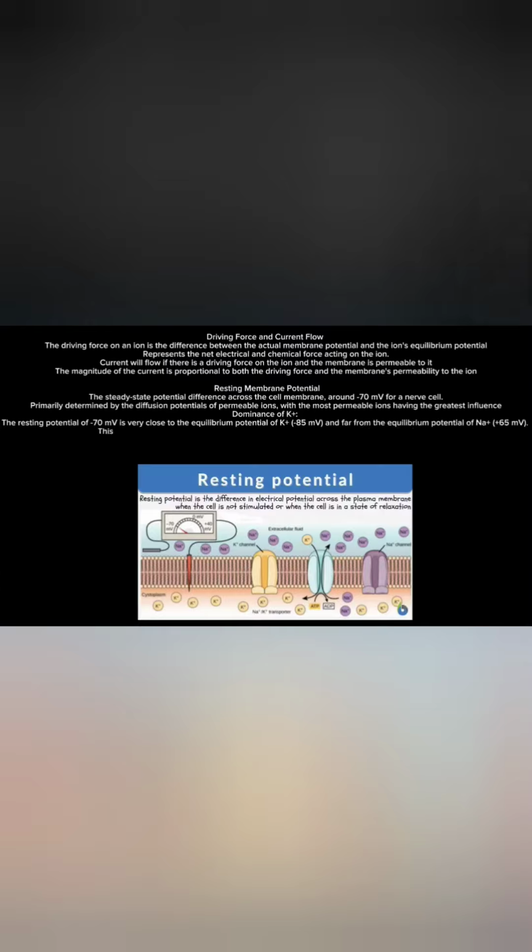Resting membrane potential: the steady state potential difference across the cell membrane, around -70 mV for a nerve cell, primarily determined by the diffusion potentials of permeable ions, with the most permeable ions having the greatest influence. Dominance of potassium: the resting potential of -70 mV is very close to the equilibrium potential of potassium and far from the equilibrium potential of sodium. This indicates that the nerve membrane is more permeable to potassium than to sodium.